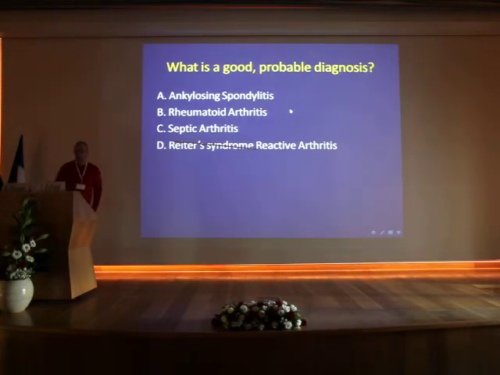What would be a good probable diagnosis for these patients? Ankylosing spondylitis, rheumatoid arthritis, septic arthritis, or reactive arthritis. There is no Reiter disease anymore. It's called reactive arthritis. Anybody does not know why there is no reactive arthritis and no Reiter disease anymore?